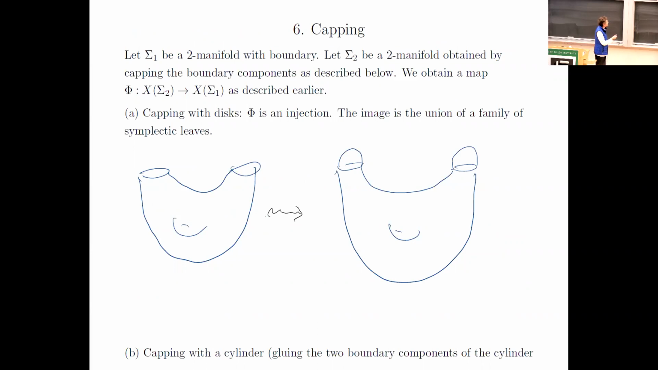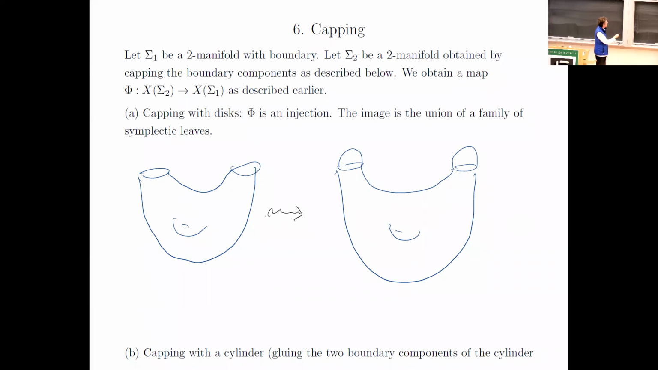So what do we mean by capping? Suppose that sigma 1 is a two manifold with boundary. Let's let sigma 2 be a two-manifold obtained by capping off the boundary components. So suppose we started off with a two-hole torus. You could just close the holes by adding a little disk.